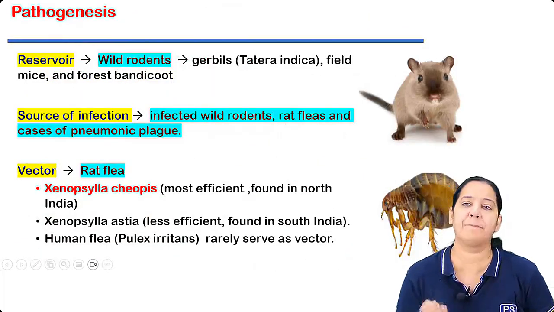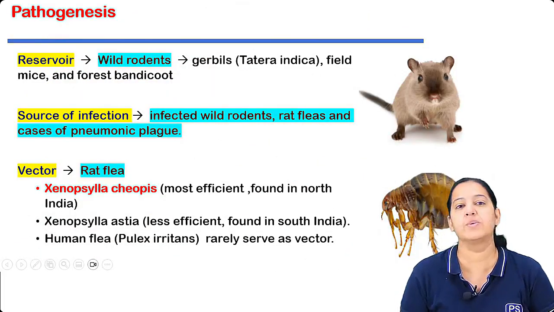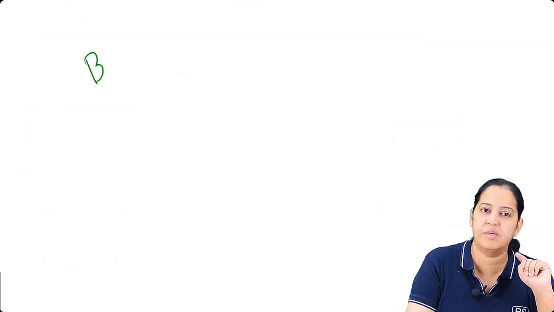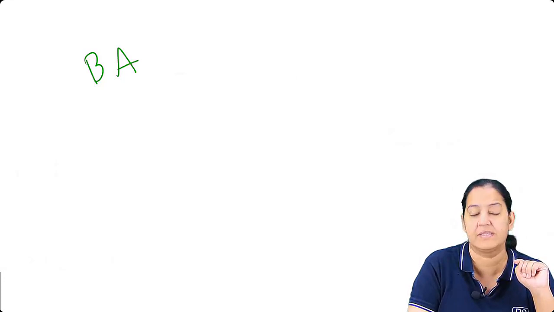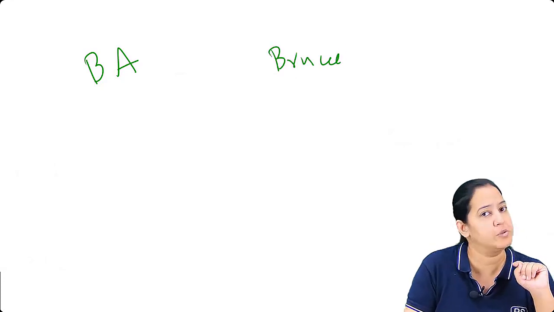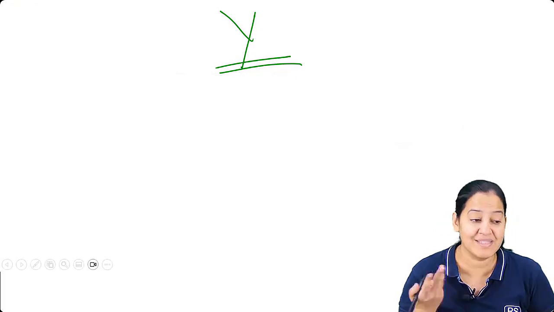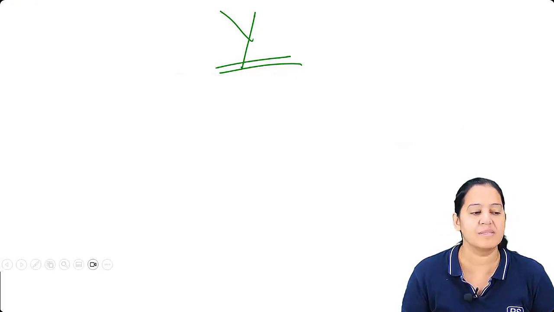So how does the plague occur? Again, I'm telling you, it's a zoonotic disease. This is the 3rd zoonotic disease I'm teaching you. I taught you Bacillus anthracis yesterday. It's a zoonotic disease. I told you Brucella. It is also a zoonotic disease. And now I'm teaching you Yersinia. It is also a zoonotic disease. So which animal's disease is this?